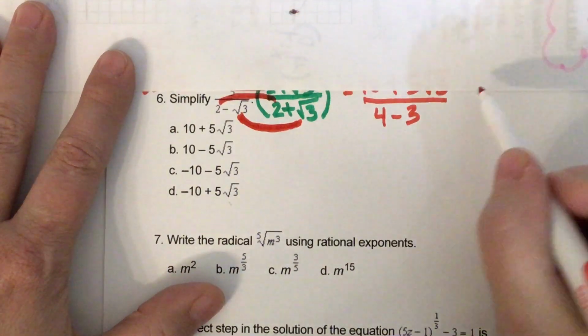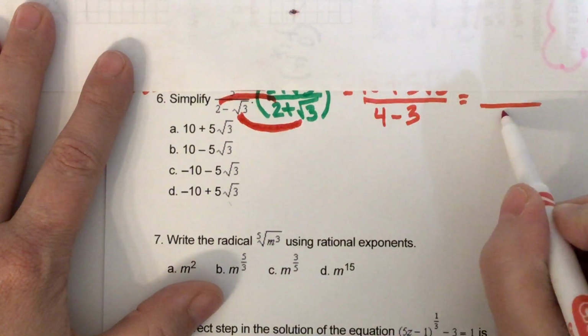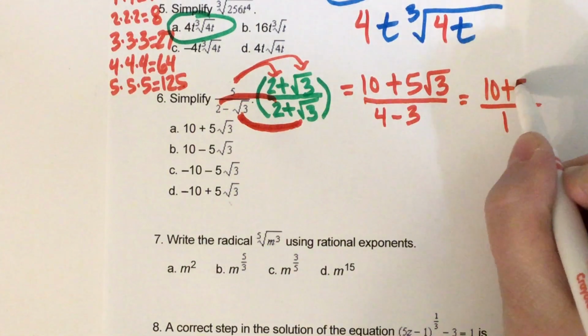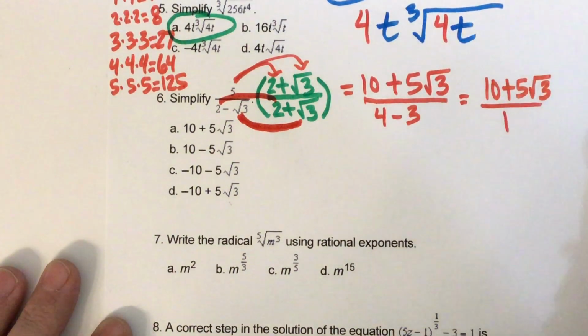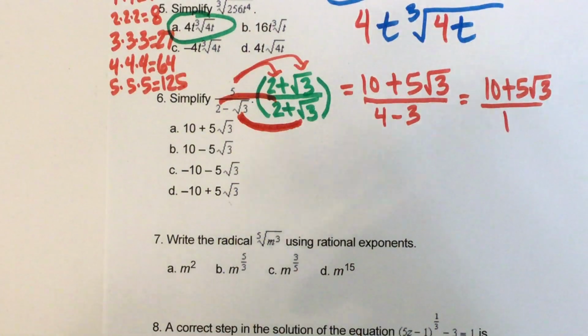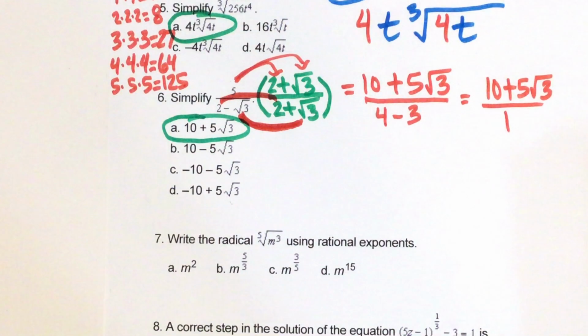Okay, now let's clean up the denominator. What is 4 minus 3? 1. And then I'm going to recopy my numerator. And 10 plus 5 square root of 3 over 1 is the same thing as 10 plus 5 square root of 3. So our winner is A.